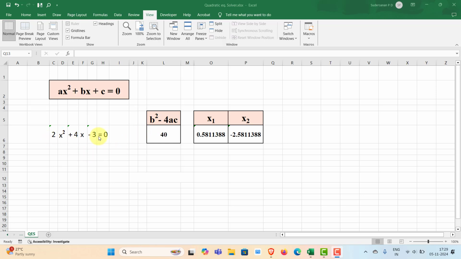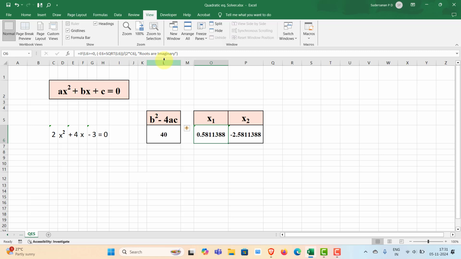So I have written an equation here: 2x² + 4x − 3 = 0. For that, b² − 4ac is coming as 40. Now we can find out the two different roots of the equation. One root is −b plus root of b² − 4ac. b² − 4ac is already here. So −b plus root of b² − 4ac, divided by 2a, will give one root. The other root is −b minus root of b² − 4ac, divided by 2a.